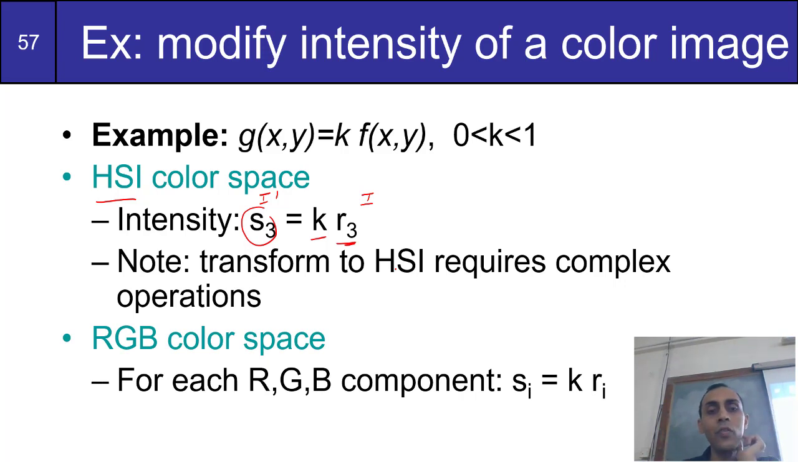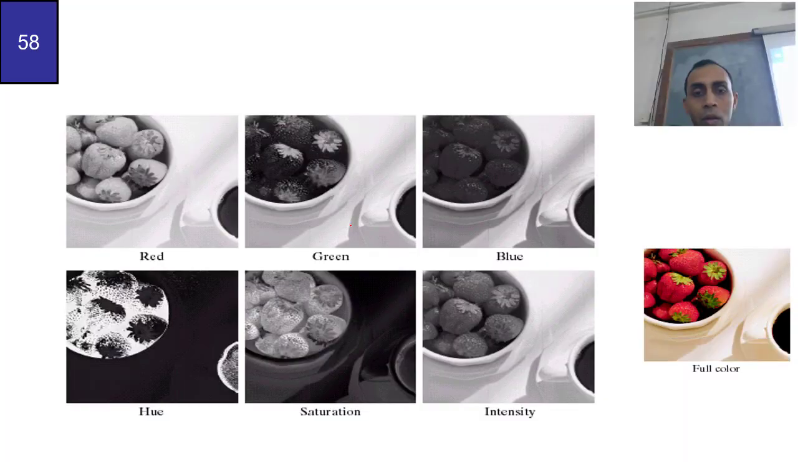In case you want to do the same thing in RGB space, then you have to multiply every component by the same scalar factor k. So if you scale each component by the same scale factor k, your intensity value will get scaled by the same factor. An example of doing this in an image is shown here.